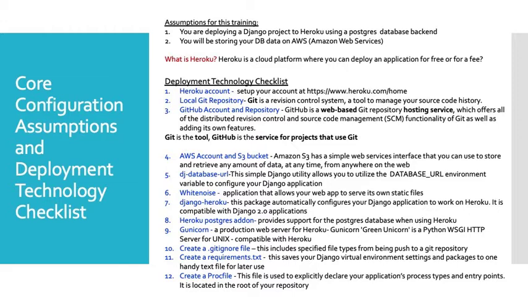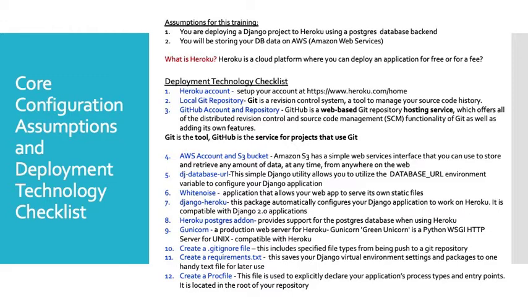And finally, we need 3 specific files that will aid us in our deployment to Heroku from Django. We'll need a .gitignore file. What this does is exclude specified file types from being pushed to the Git repository. Then we need our requirements.txt or text file. This saves your Django virtual environment settings and all the packages that you plug in, so you have it in one handy place for deployment to Heroku, so it knows what packages you need.